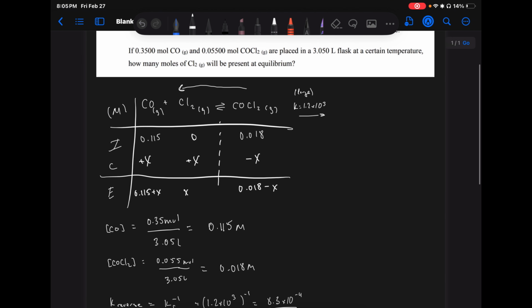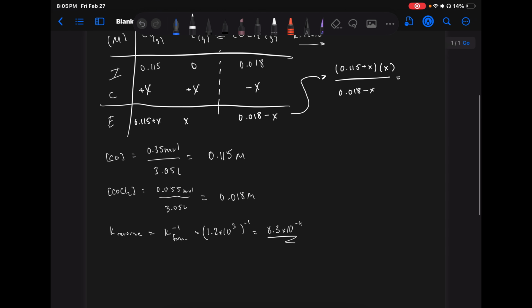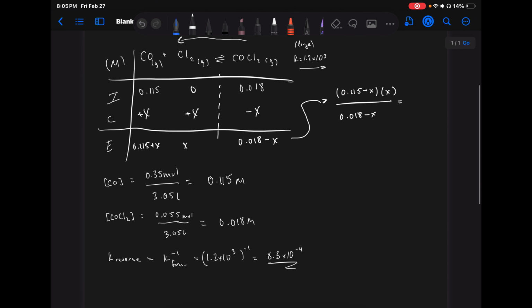Now, if we know that this is what we have at equilibrium, we can substitute this into the equilibrium constant expression. We have the products, in this case 0.115 plus x and x, on the top, over the reactants, which is 0.018 minus x, and that would be equal to K reverse, so that's 8.3 times 10 to the negative 4.